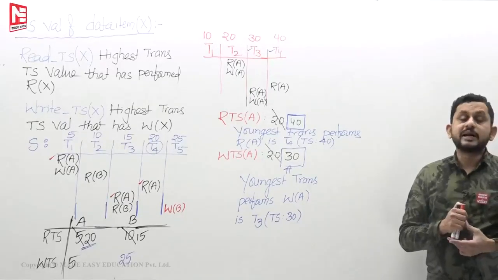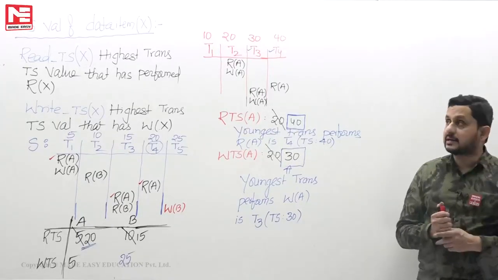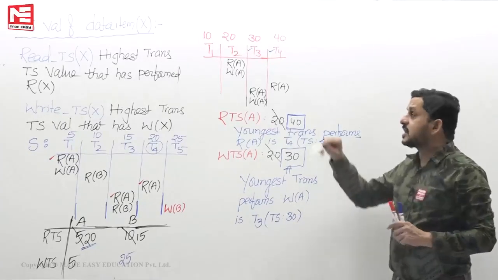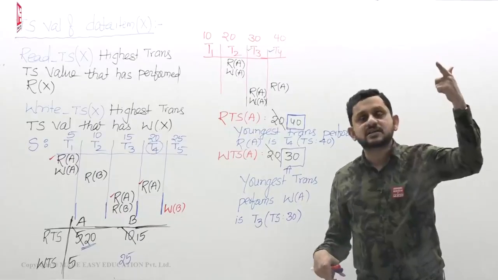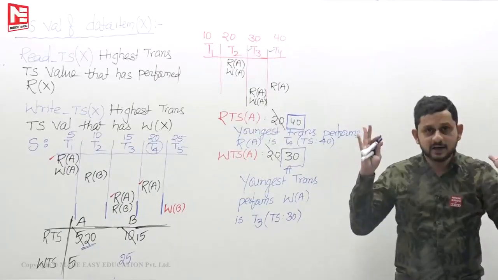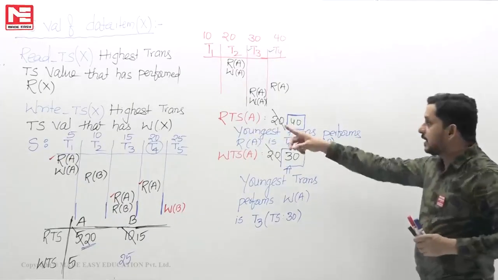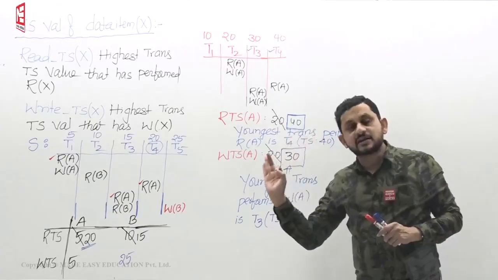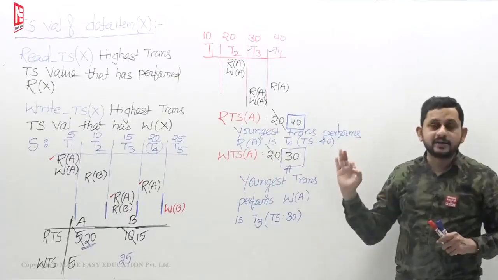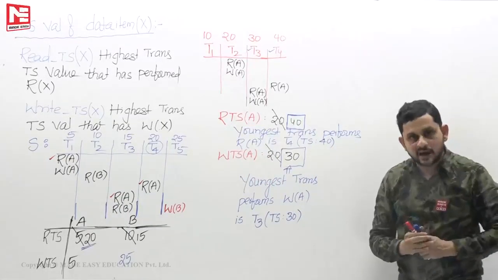Okay, so read timestamp value of data, write timestamp value of data: the highest transaction timestamp value that has done read of A, the highest transaction timestamp value that has done write of A. By using the read timestamp value of A, you can know who is the youngest transaction that did the read, or who is the youngest transaction that did the write.